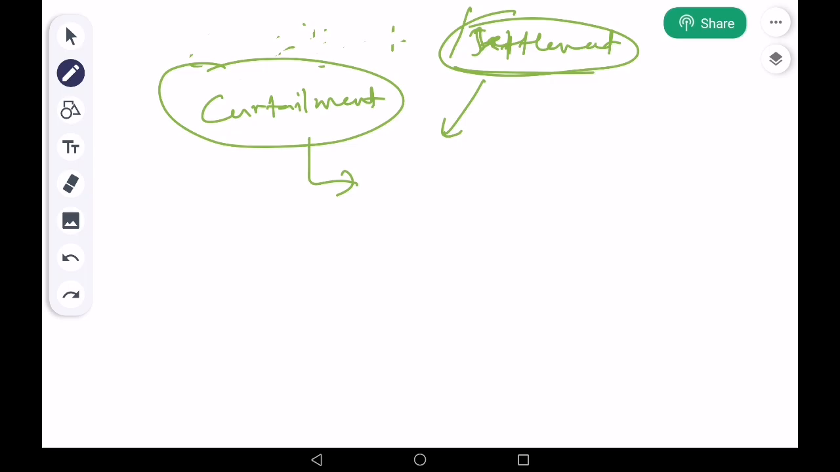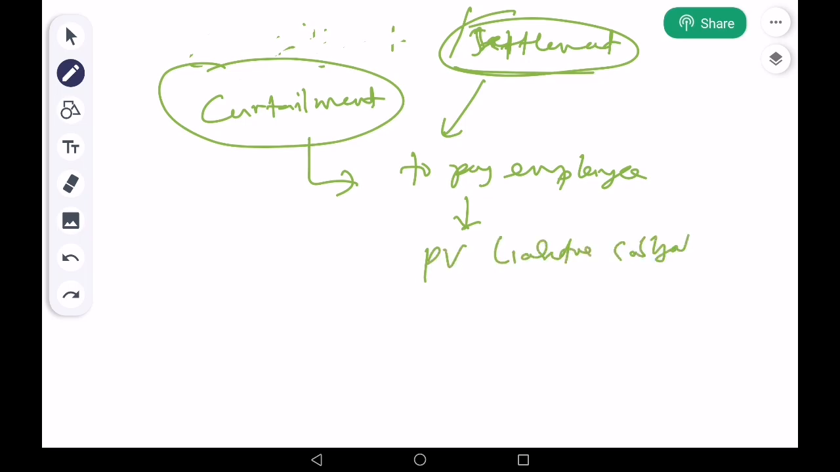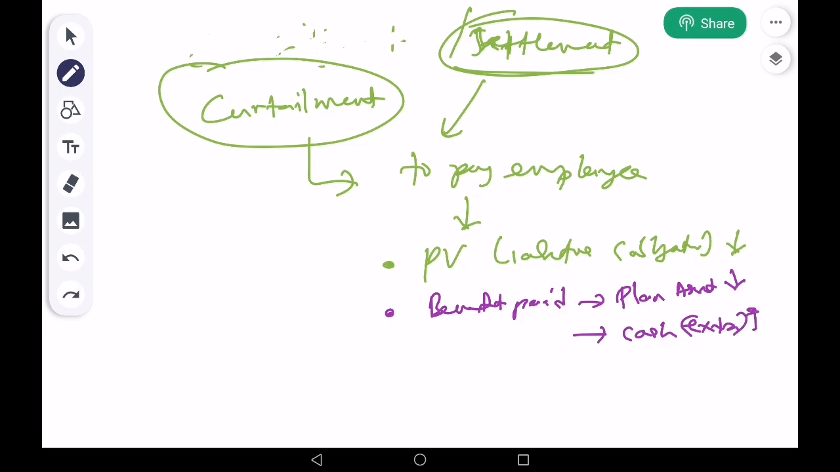With any curtailment and settlement, that means you have to pay your employee due to transfer, closing of division, restructuring, layoff. When you pay your employee, your present obligation will reduce. However, you must compare it with the benefit paid, either through your plan asset, which will reduce as well, or maybe you pay extra cash to them. So I give an example to you.